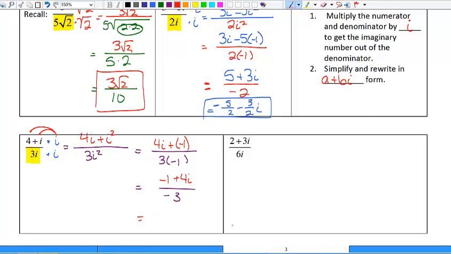The last step is to write in a plus bi form, because this is really an a plus bi form divided by a real number, so that's not really a plus bi form. So I'm just going to take negative 1 divided by negative 3, and that gets me 1/3. And then I have 4 divided by negative 3, which gets me negative 4/3 i. And that's my answer.